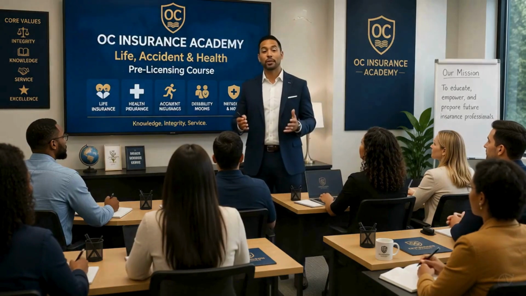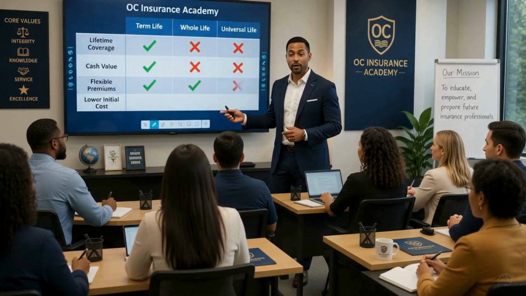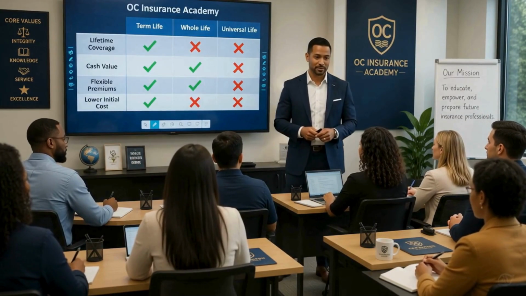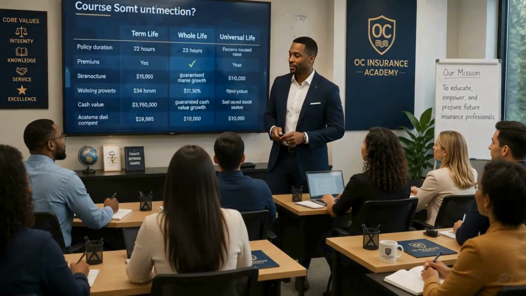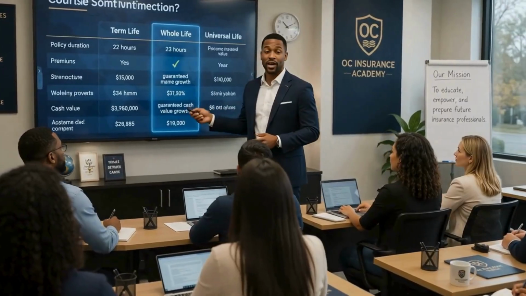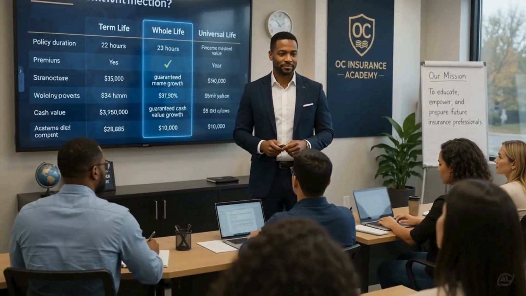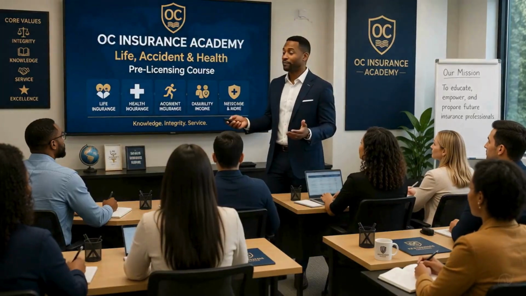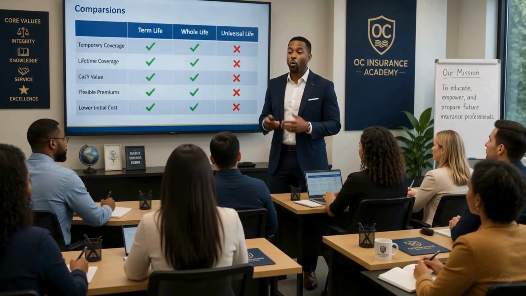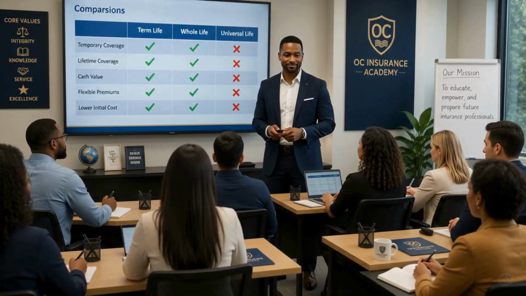Let's compare the 3 major types of life insurance. Term life provides temporary protection and generally has the lowest initial premiums. Whole life provides permanent protection with guaranteed cash value growth, according to the policy. Universal life also provides permanent protection, while offering additional flexibility for policy owners.